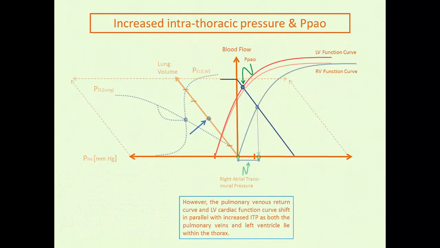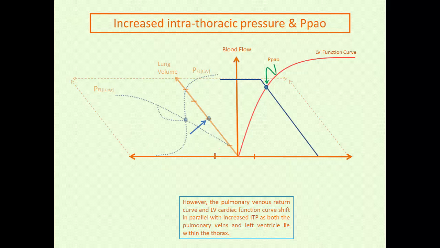But the pulmonary venous return curve and the left ventricular cardiac function curve shift in parallel with an increase in intrathoracic pressure, and that is in contradistinction to the right ventricular cardiac function curve and the systemic venous return curve. The reason they shift in parallel is because they are both subjected to the intrathoracic pressure. It's different for the systemic return because the increase in intrathoracic pressure, which affects the right ventricular cardiac function curve, is different from the pressure that is affecting your venous return curve, which is for the most part abdominal pressure. So when you increase the intrathoracic pressure, these two curves shift in tandem.